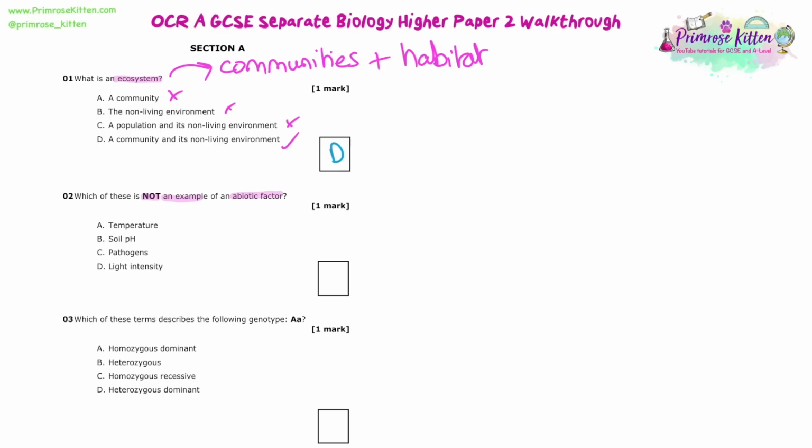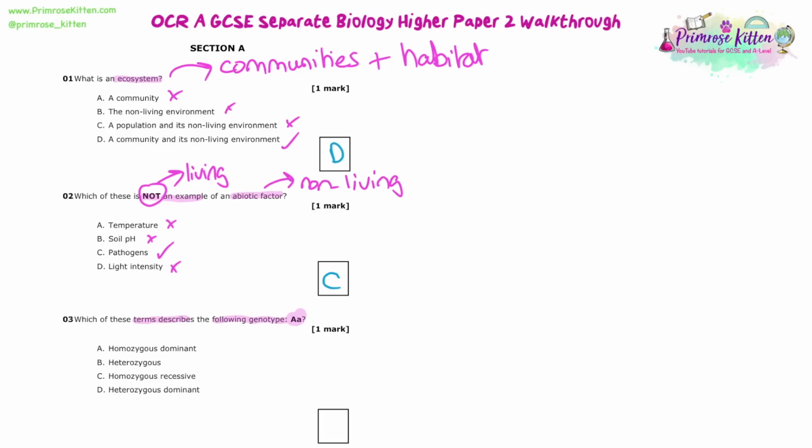Which of these is not an example of an abiotic factor? Okay, so abiotic means non-living, so not non-living, which means living. So which of these is a biotic factor or a living organism? So it's not temperature, not soil, pathogens. Pathogens are bacteria and fungi, microorganisms that cause disease, so they are living, so it is C.